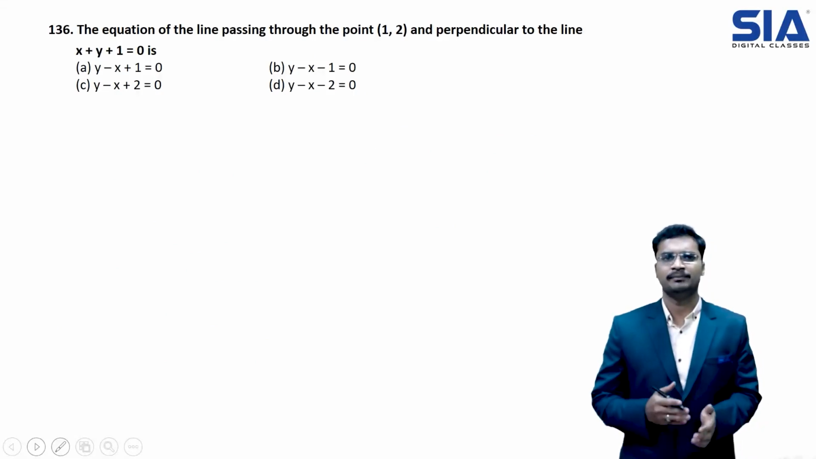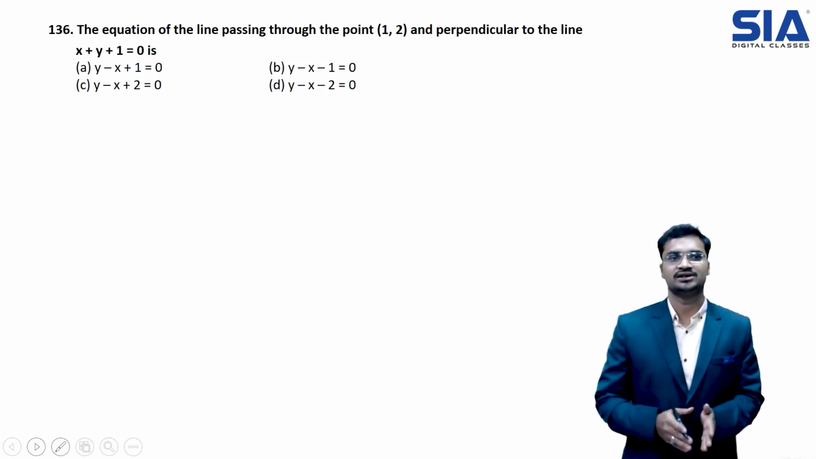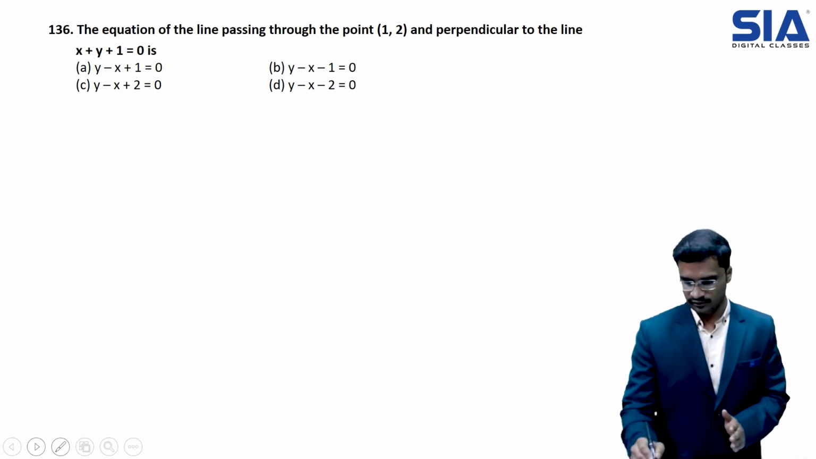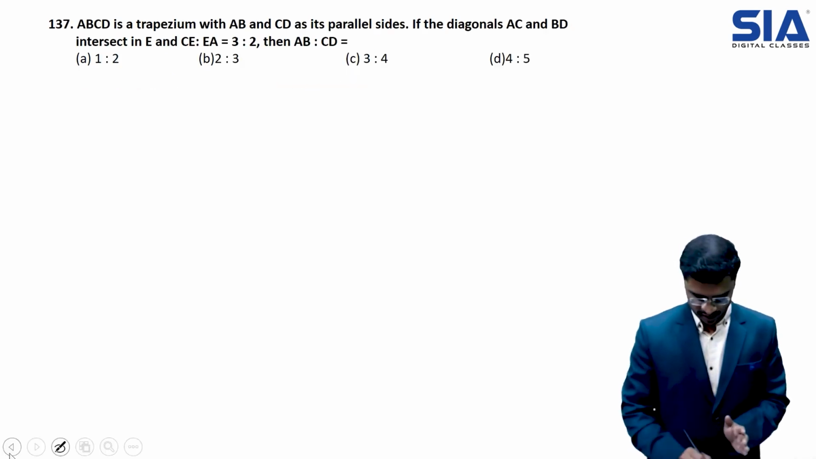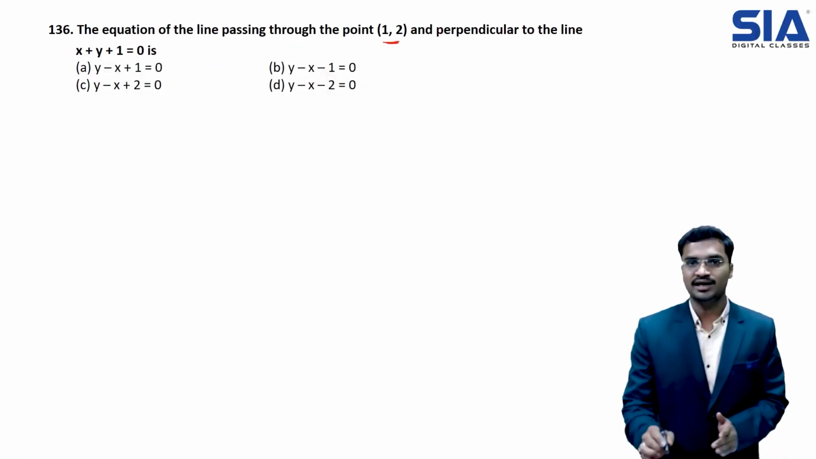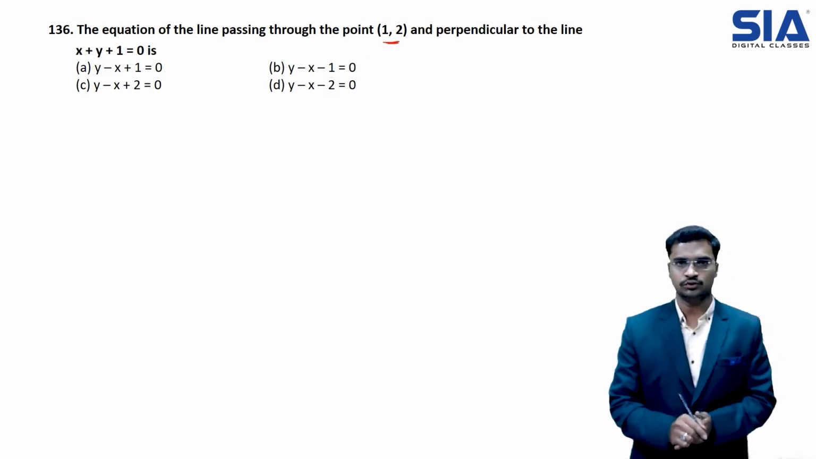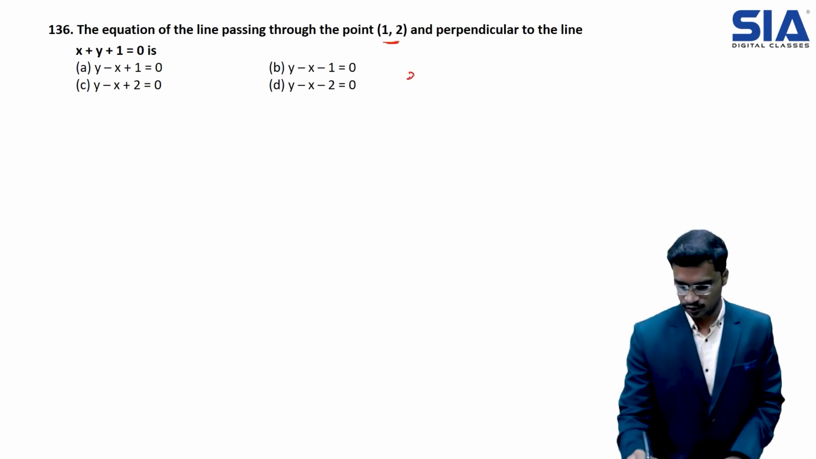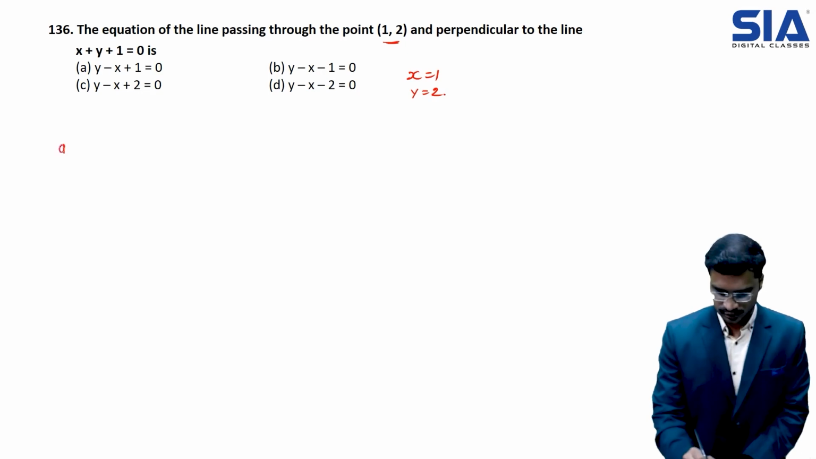The equation of the line passing through the point (1, 2) and perpendicular to the line x + y + 1 = 0. First of all, let us check whether the point (1, 2), the values x = 1 and y = 2, are satisfied in our options. So let us substitute x = 1 and y = 2 in the first option, option A.